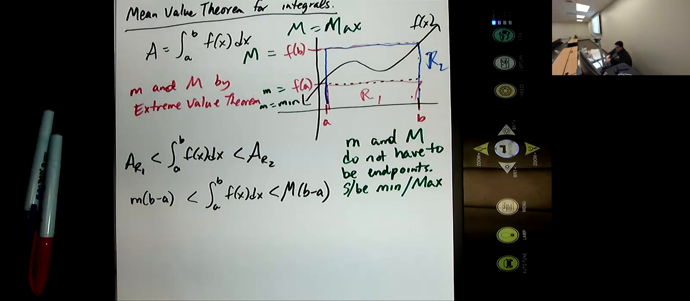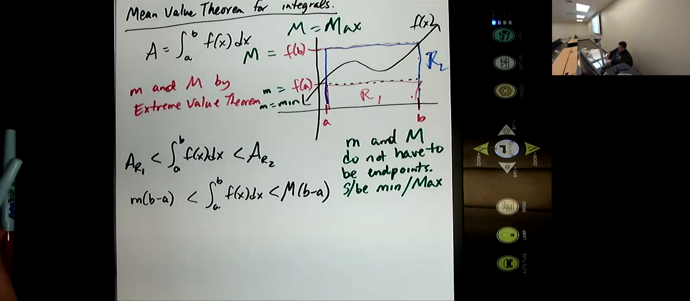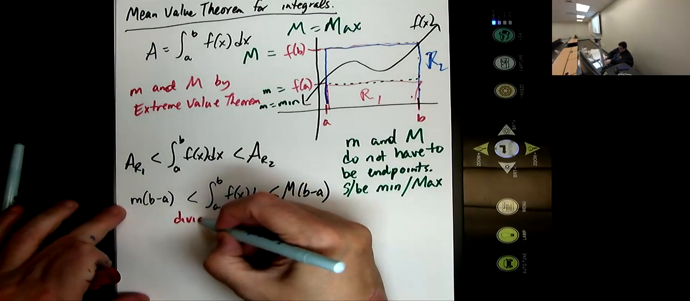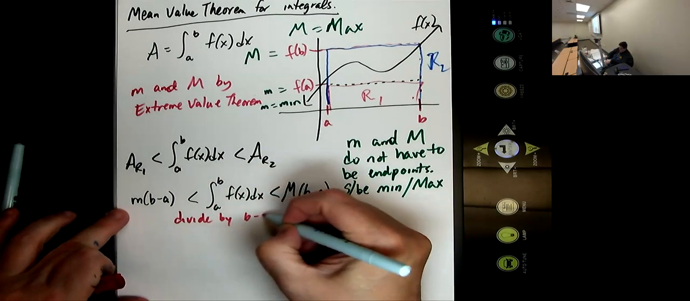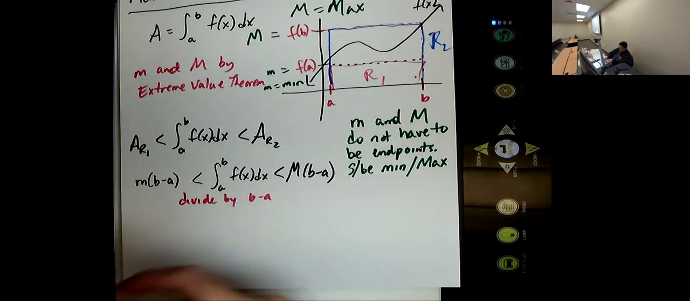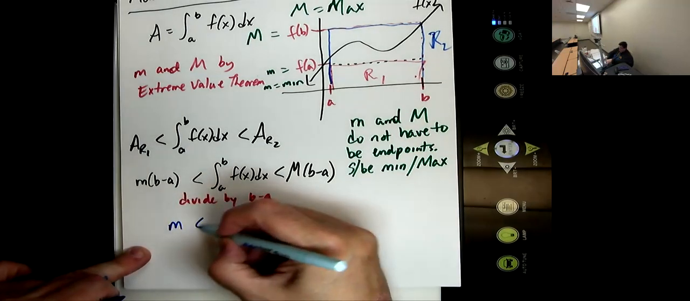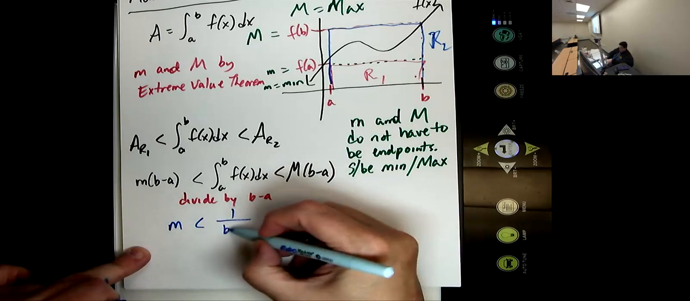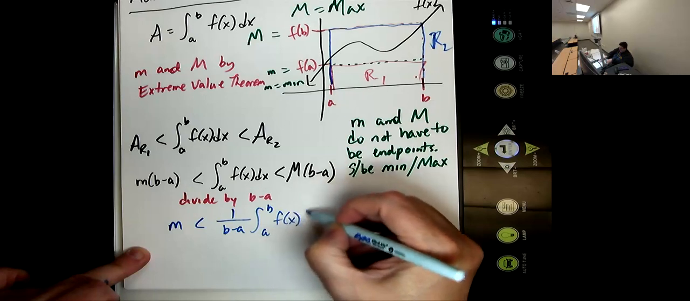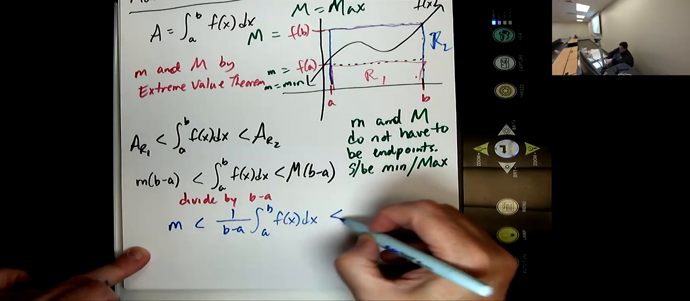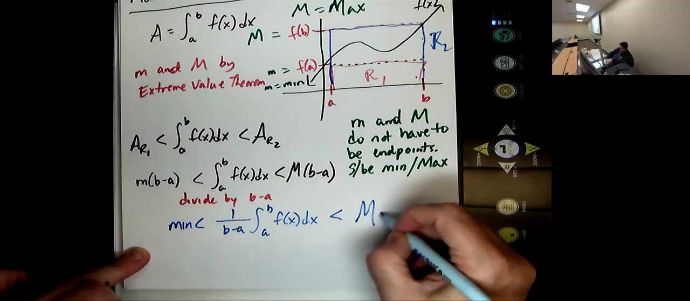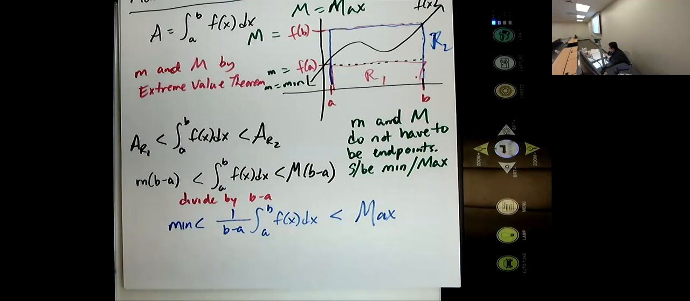Okay, so if we divide by b minus a, I get m is less than 1 over b minus a times the integral from a to b of f of x dx, which is less than big M. Or maybe I'll write min and max to make it a little bit clearer right here.